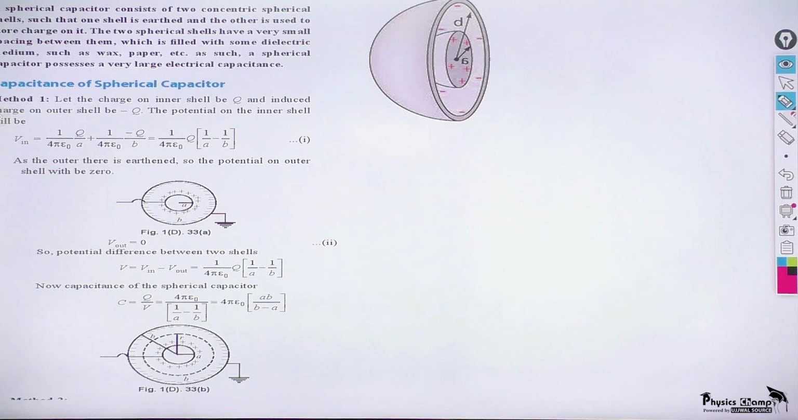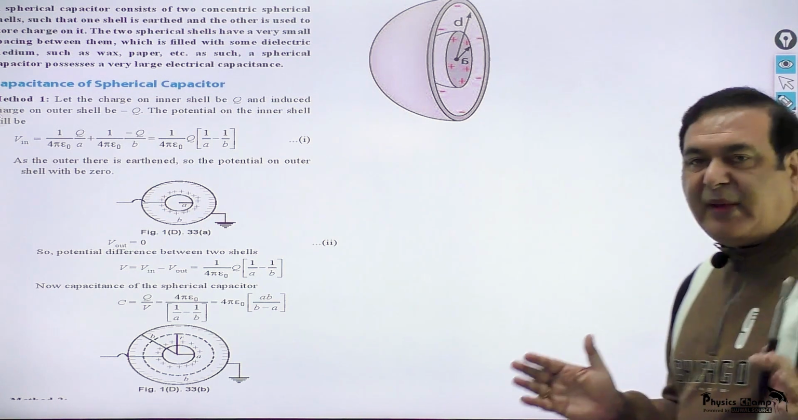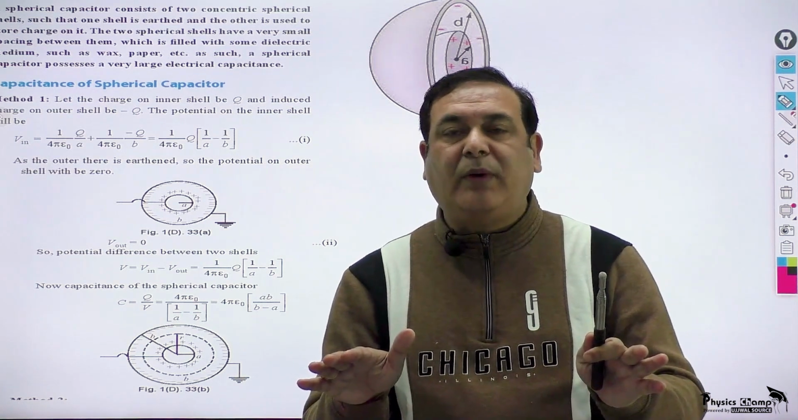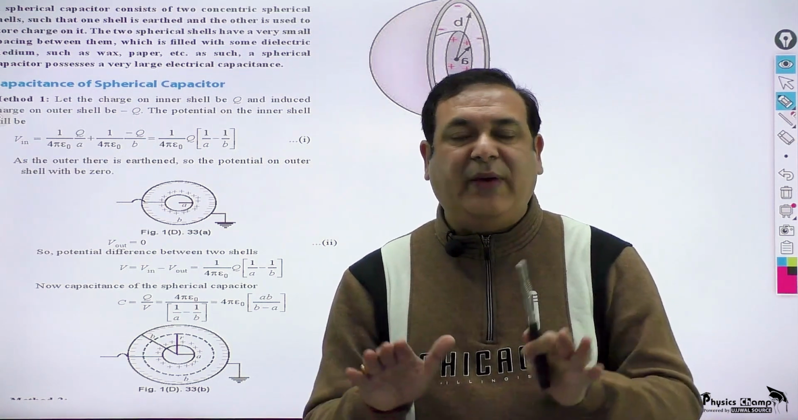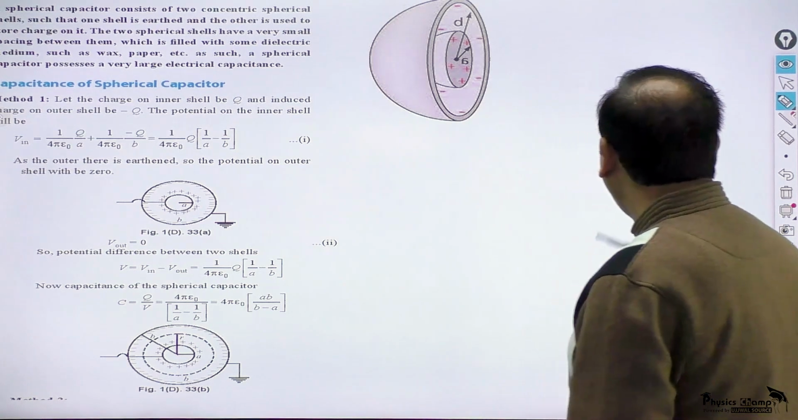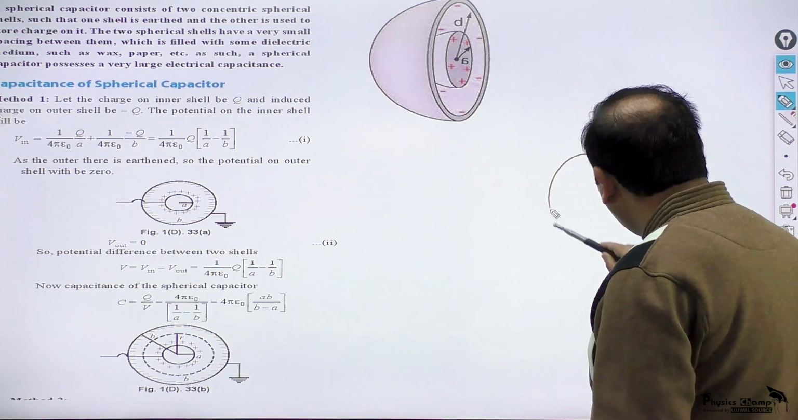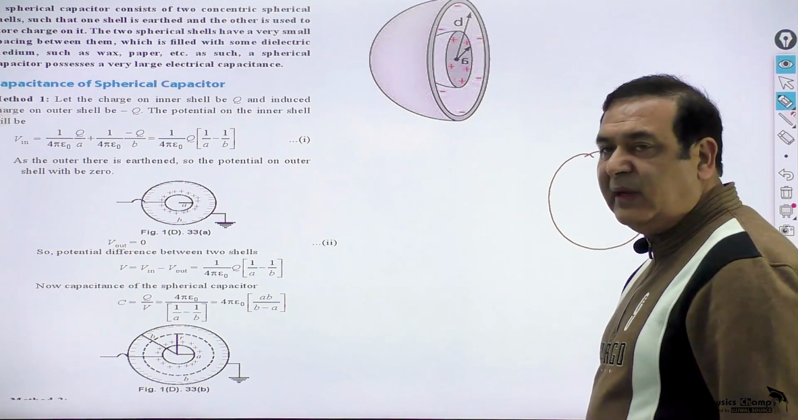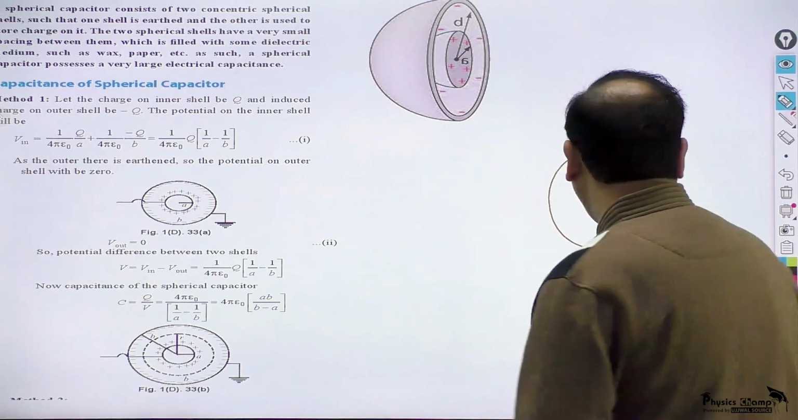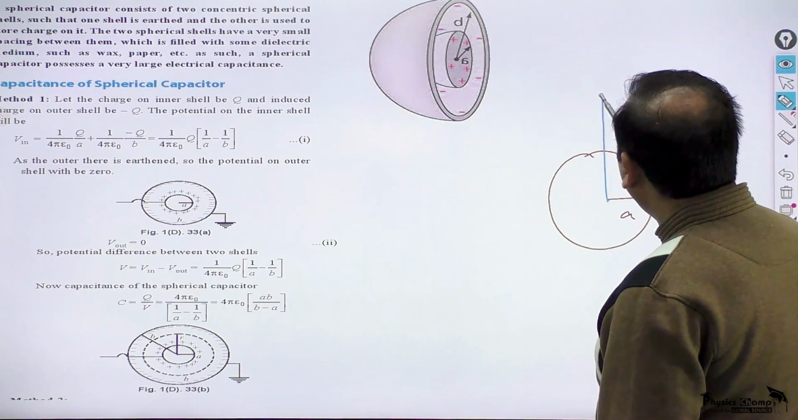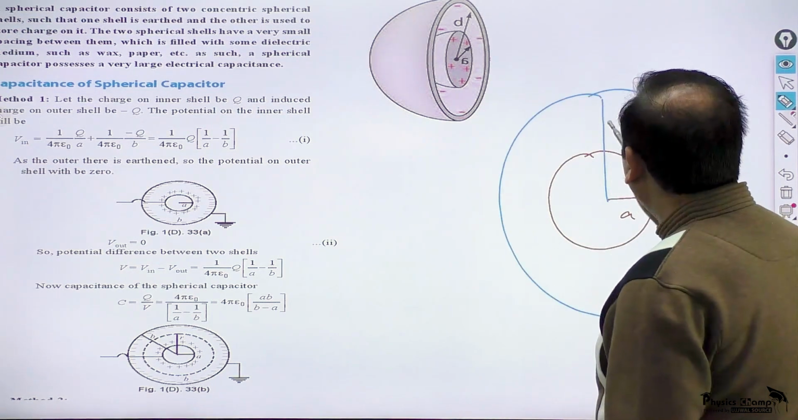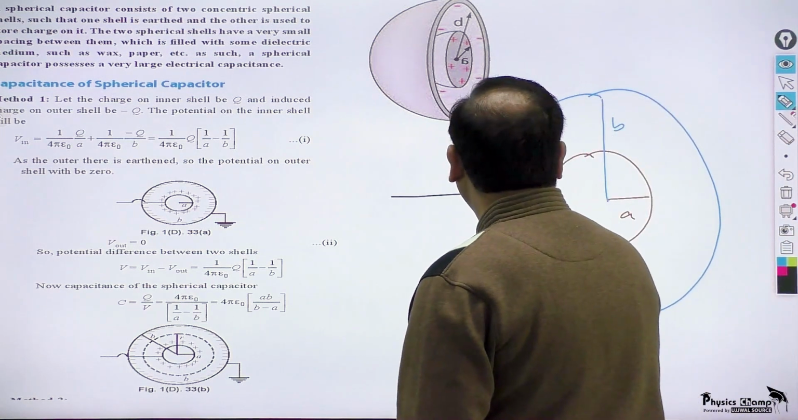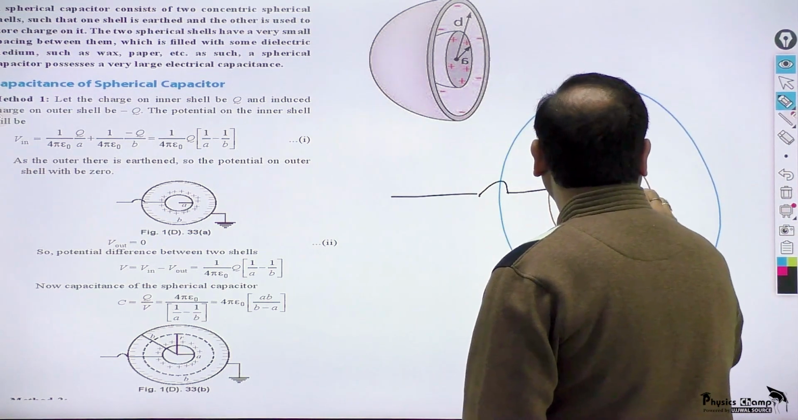Now, as we are good at the basic concept of finding capacitance of a parallel plate capacitor, on the same concept we will talk about capacitance of a spherical capacitor. A spherical capacitor would consist of an inner sphere, maybe of radius A, and two concentric shells: inner shell of radius A and outer shell of radius B. Two concentric shells are there and charge is supplied to this inner shell.